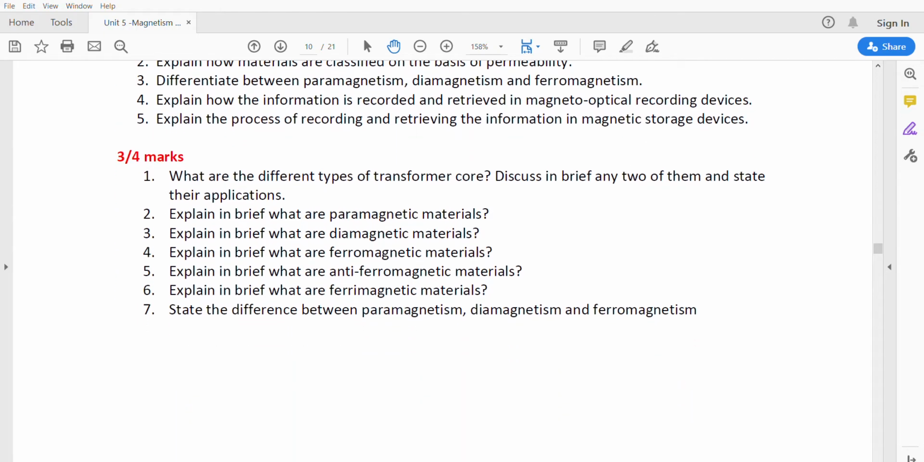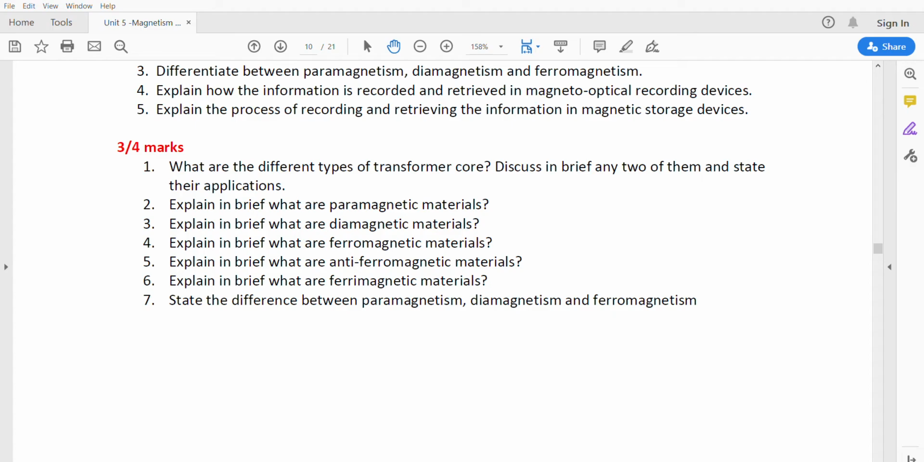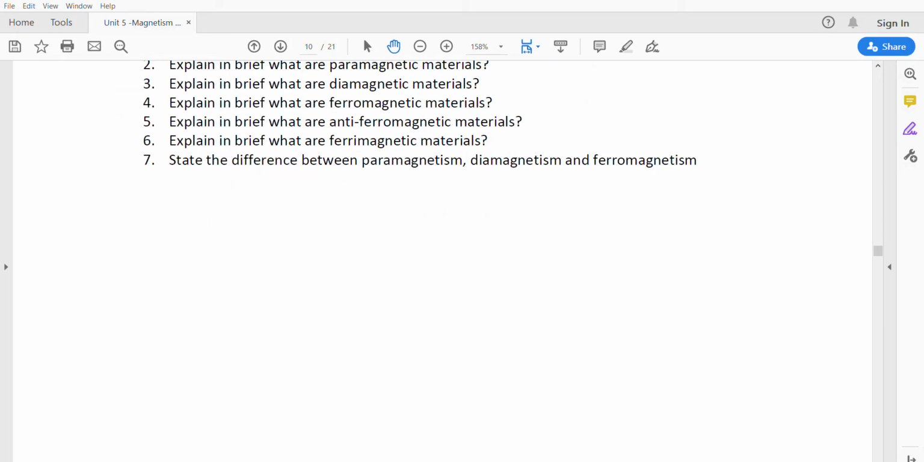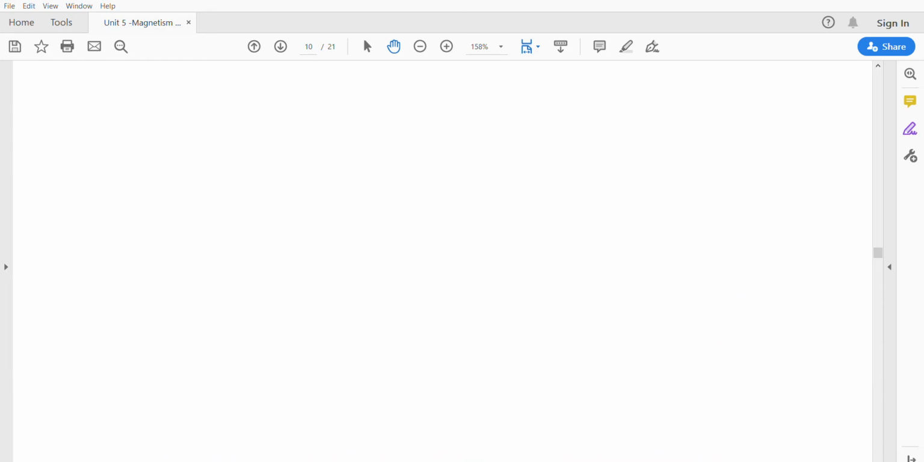And the same questions will repeat in 3 and 4 marks also. As a single part, paramagnetic materials, explain about diamagnetic, ferromagnetism, and ferrimagnetism. Also, small definitions are there. These are all about the 3 and 4 marks. No numericals are there in this part. So read carefully about this material.